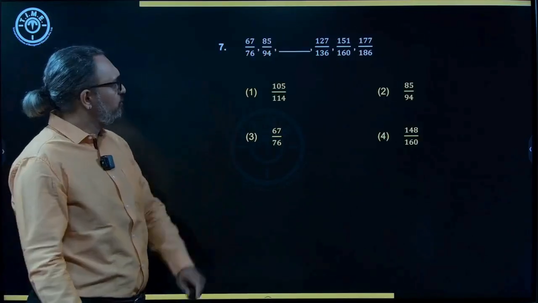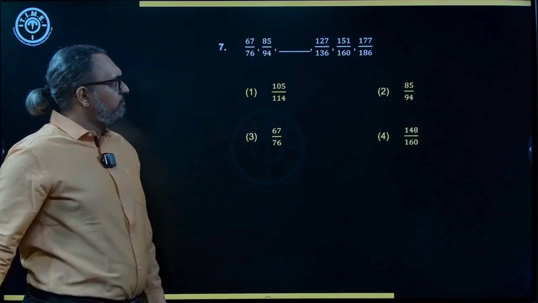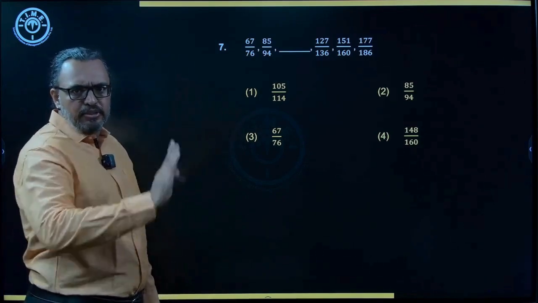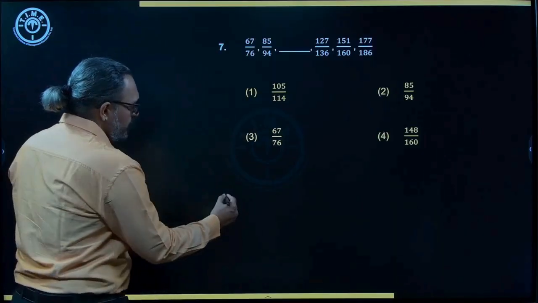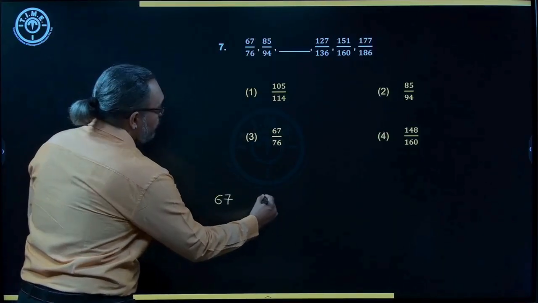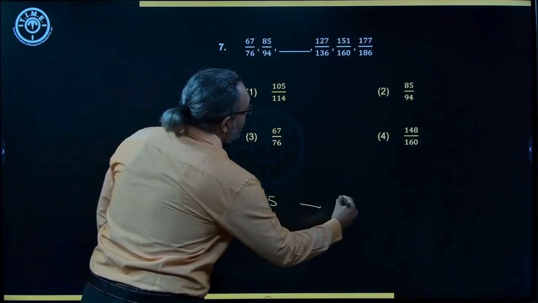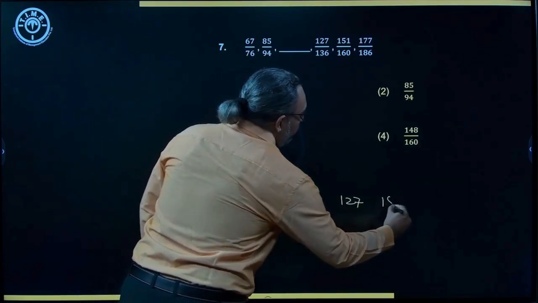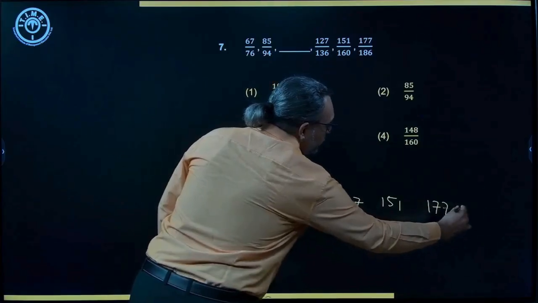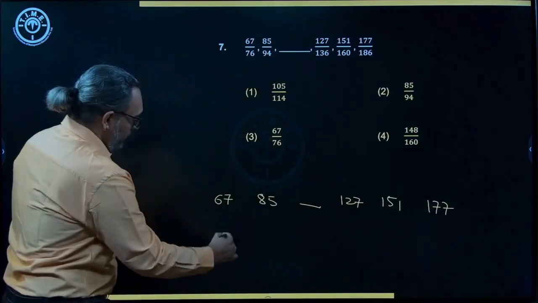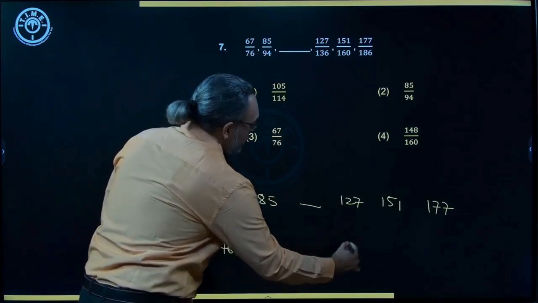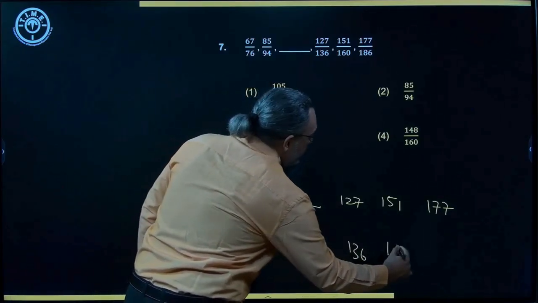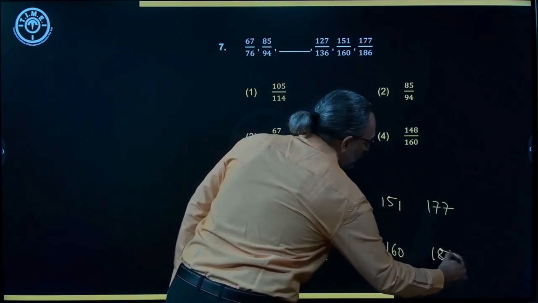Then next one. Now this also is a fraction, and again you can take it as separate numbers because they cannot be simplified. So take it as separate numbers. So we have 67, 85, blank, 127, 151, 177. Correct? Then in the denominator 76, 94, blank, then 136, 160 and 189.